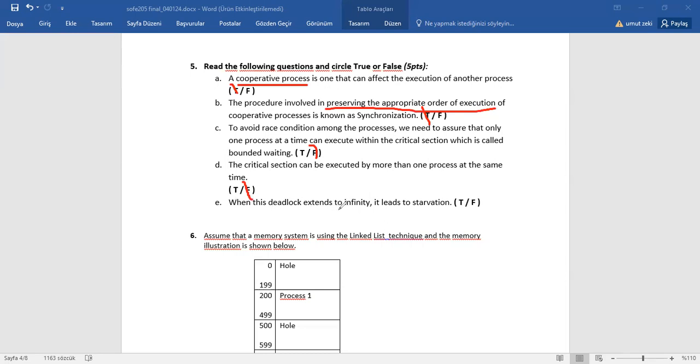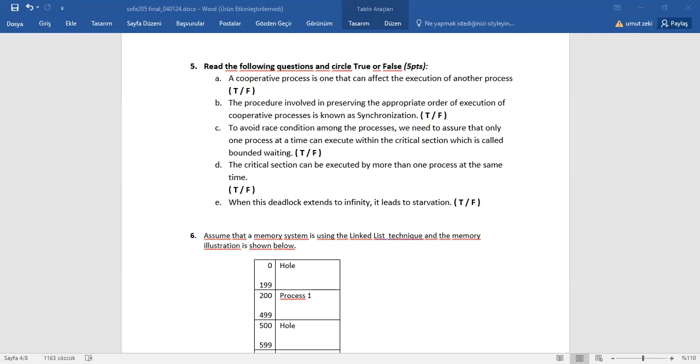When the deadlock extends to infinity, it leads to starvation. This sentence should just be reversed to be correct. I mean, when the starvation extends to infinity, it leads to deadlock. So this is also false. Okay. So I will continue.